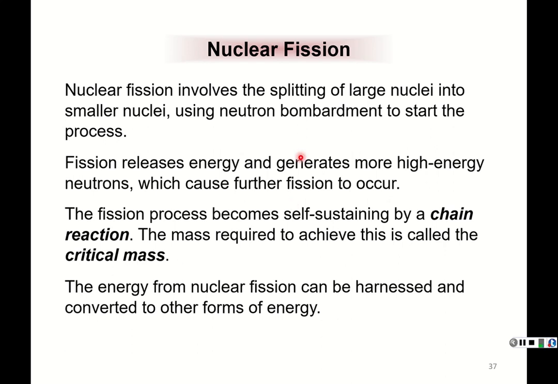Fission releases energy and generates more high energy neutrons, and those neutrons generated from that first split can then go on to split other nuclei further. So you're creating a chain reaction. Every nucleus that's split throws out more neutrons, and thus you get a chain reaction. The mass required to achieve this is called the critical mass. The energy from nuclear fission can be harnessed and converted into other forms of energy, and that's the concept behind nuclear power plants.